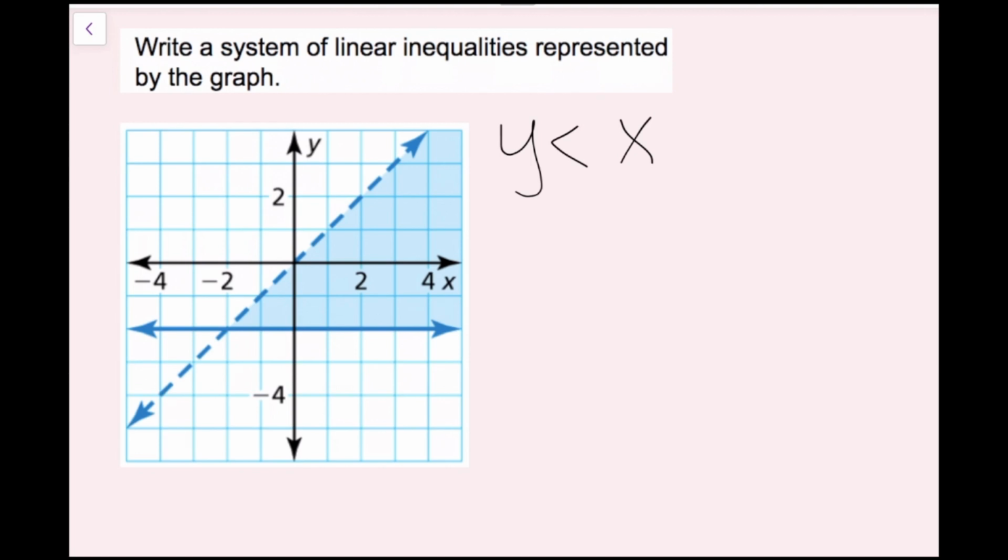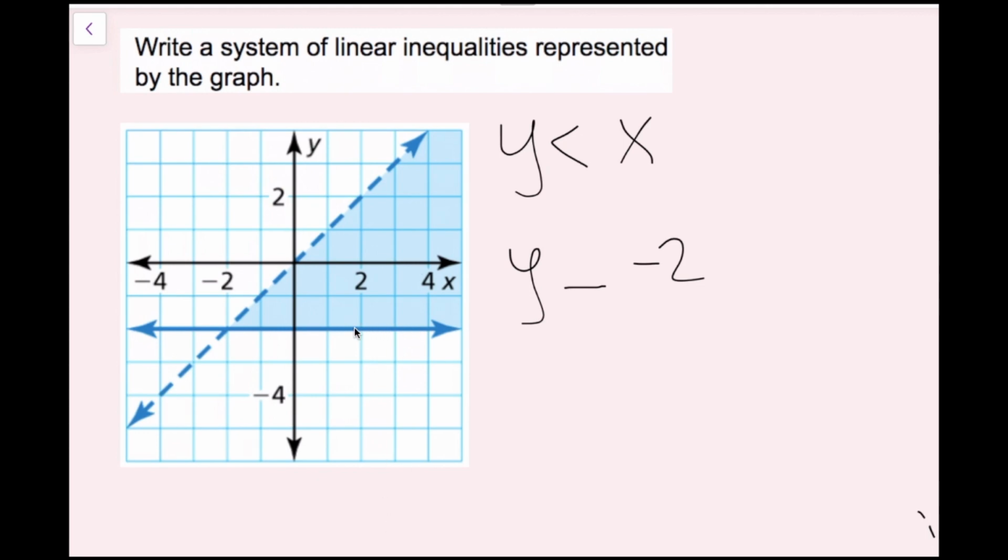Okay, so that's my first equation. Now my second equation, this right here is a horizontal line and it's solid. So I know this is going to be y is either greater than or equal to or less than or equal to. And since it's a horizontal line, it's going to be a constant, and this constant value is -2. So I know it's going to be y is something with an equal sign to -2. Now I just have to figure out if this is going to be greater than or less than.